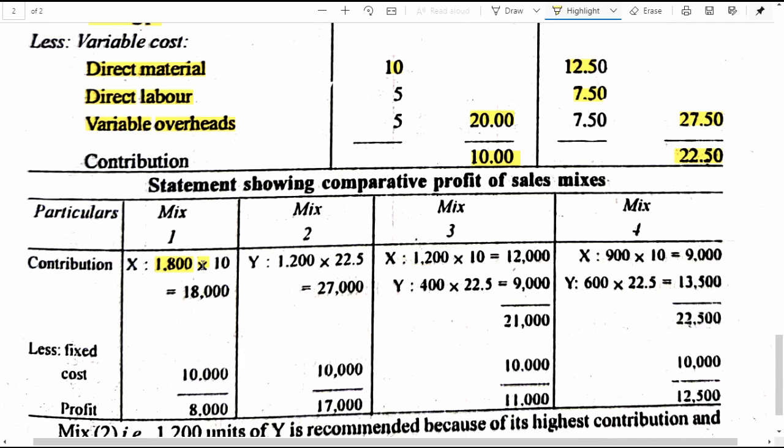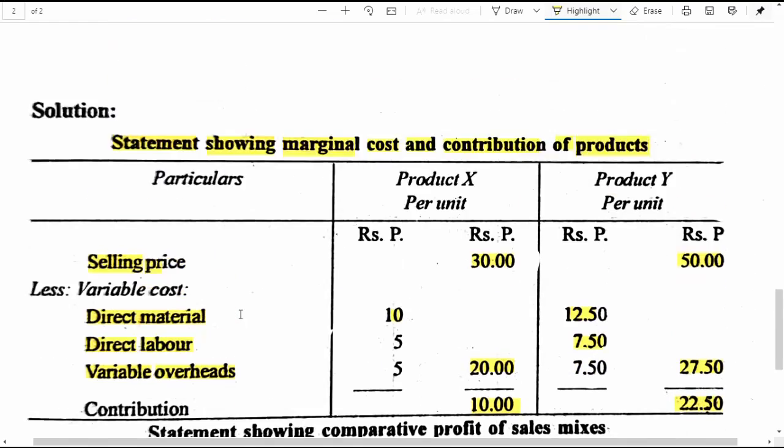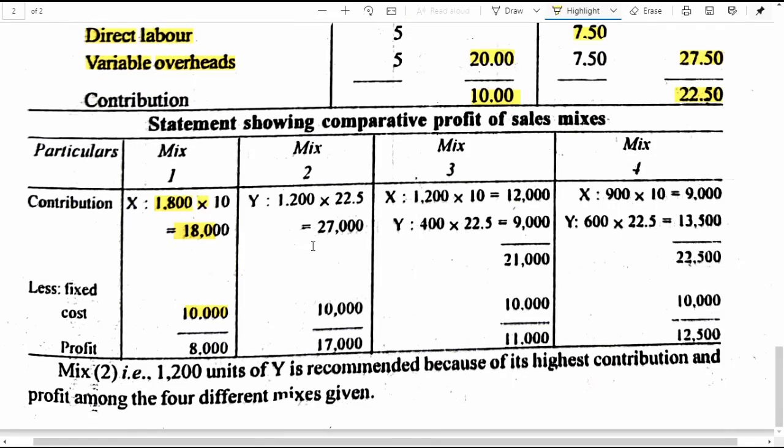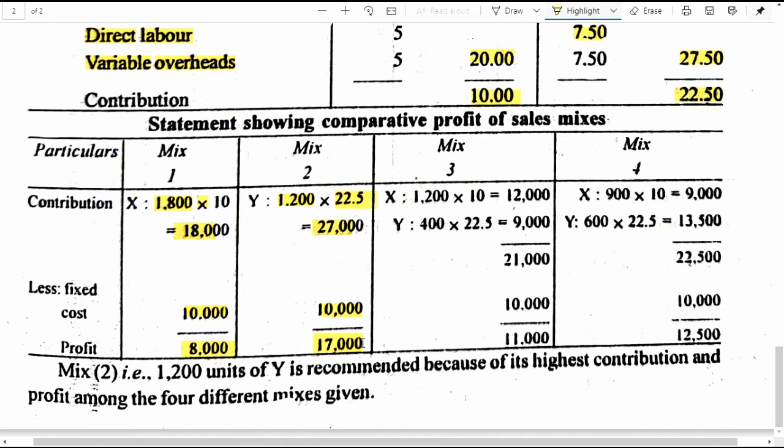Contribution 1800 units of X into its contribution per unit 10 rupees. So the total contribution comes to 18,000. From 18,000, if you subtract the fixed cost, it comes to 10,000 rupees. That's given in the problem. Now the profit through the first sales mix is 8,000 rupees. And regarding the mix number 2, 1200 units of Y into the contribution margin per unit of Y 22.5, which we calculated as per the previous statement, it comes to 27,000 rupees of contribution minus fixed cost 10,000. So the profit is what? 17,000 rupees the company could generate through sales mix number 2.